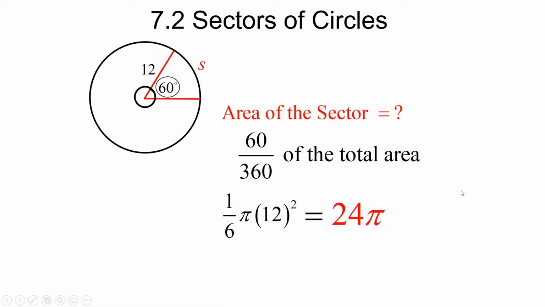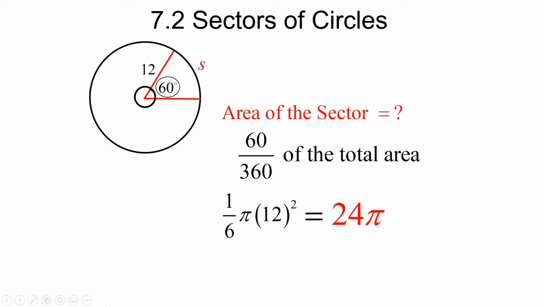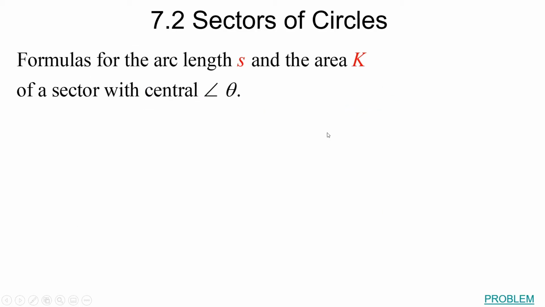Okay, and now that is an area, so that should be square units actually. Man, I can't believe I'm not putting my units on this. I'll make sure I do when I present this though. Okay, all right. Formulas for the arc length S and the area K of a sector with central angle theta.